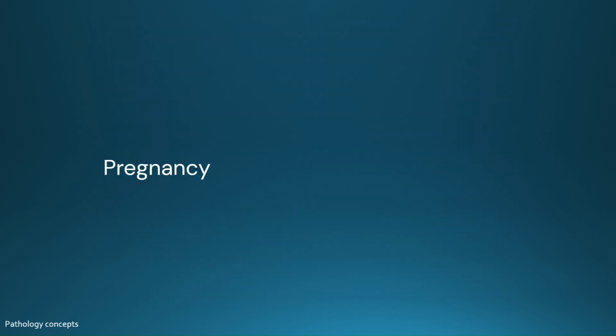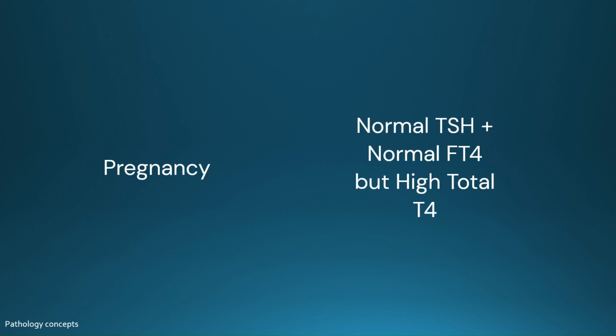In pregnant women, thyroid binding globulin production is increased because of estrogen and beta HCG. More free T4 will be bound to thyroid binding globulin, leading to increased production of total T4. TSH levels and free T4 levels will be normal but total T4 will be high.